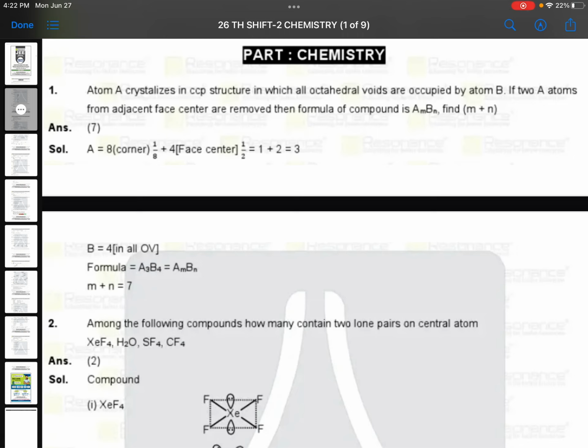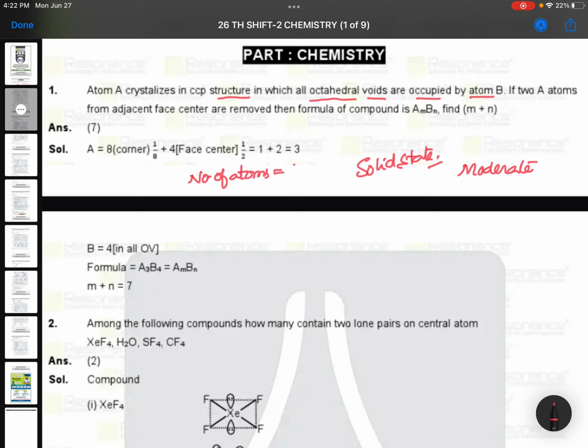So question 1 is from solid state. Not a tough question, a moderate level question. Atom A crystallizes in CCP structure in which all octahedral voids are occupied by atoms B. In a CCP structure, the number of effective atoms will be 4, so the number of octahedral voids also will be 4. So it should actually be 8.